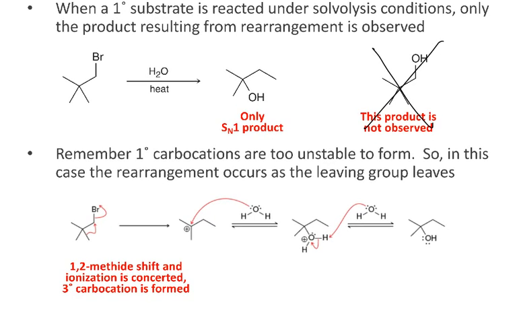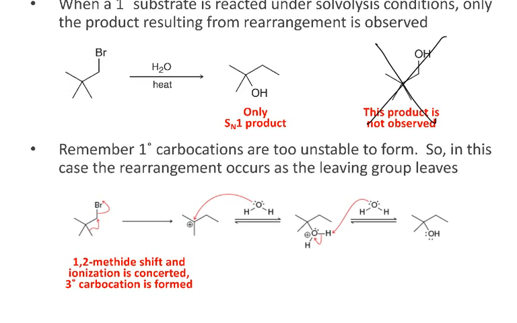carbocations are extremely unstable, and so I can't just pull off the leaving group, leaving me with a primary carbocation. Instead, what happens is, at the same time the leaving group leaves, we have the methide shift. And so we don't ever form the primary carbocation. Instead, we directly form the tertiary carbocation, which can then be attacked by the water, the nucleophile, and then followed by the proton transfer to give us the final product.